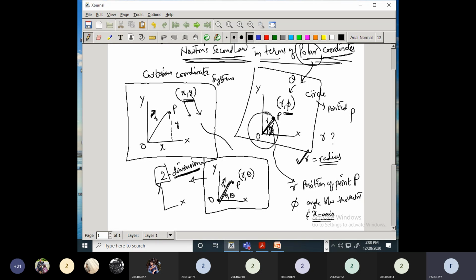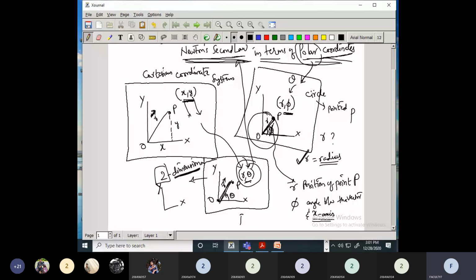Now instead of those, we are going to get this as r and theta. So depending on r comma theta, we are going to have a mathematical part, and from there we need to get the expression for Newton's second law.